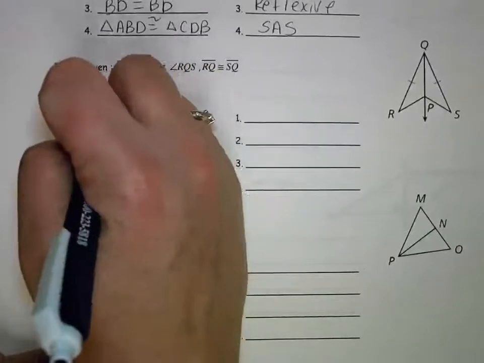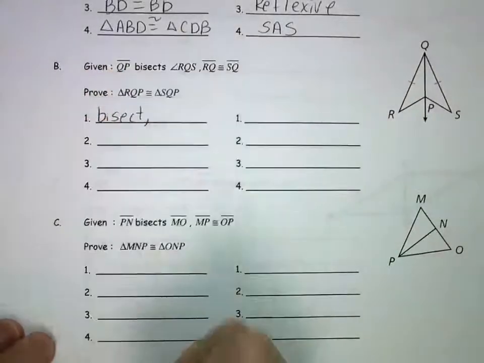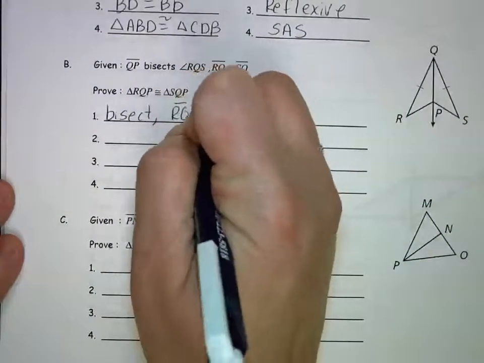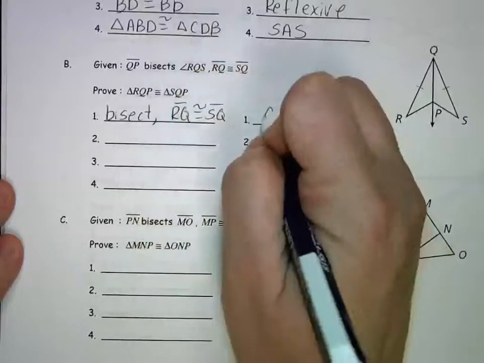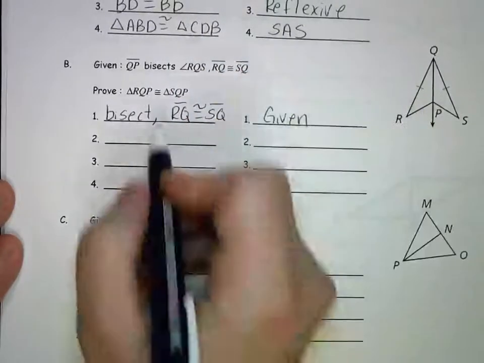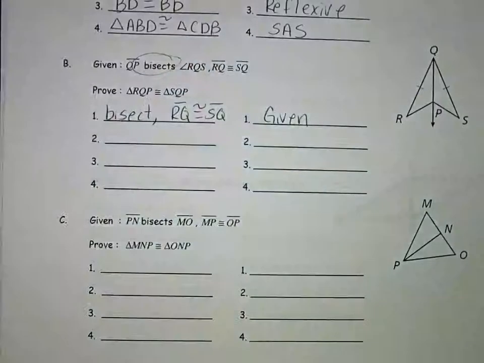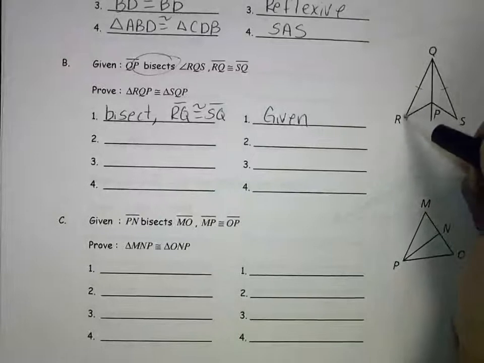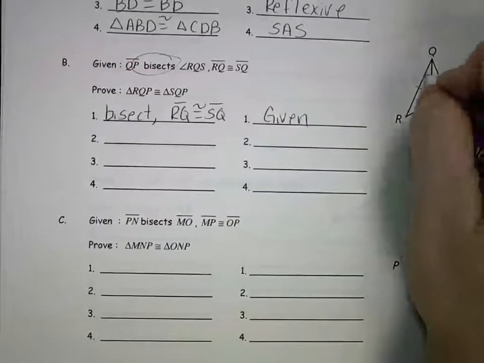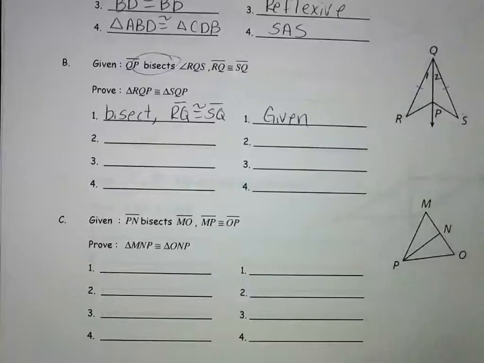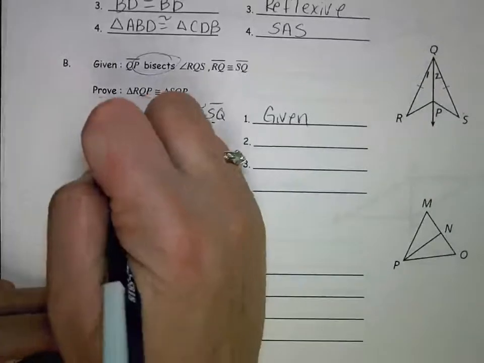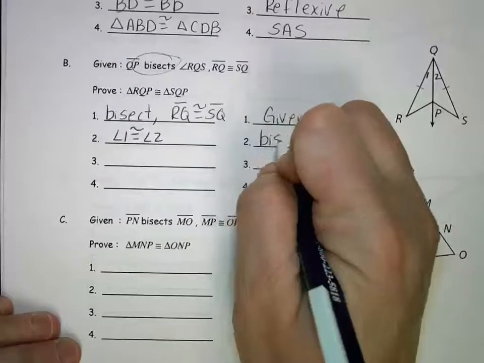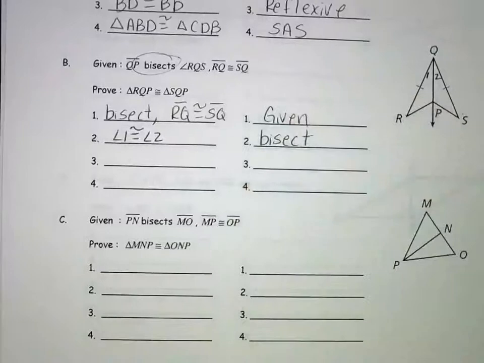Proof B, I'm just going to write bisect up here. It's a huge hint. It tells us we're going to use that. And then RQ is congruent to SQ is our given. Well, I'm going to look at that bisect. QP bisects angle RQS. So RQS right here is bisected. And I'm going to put an angle 1 and an angle 2. Angle 1 is congruent to angle 2 by the definition of bisect.